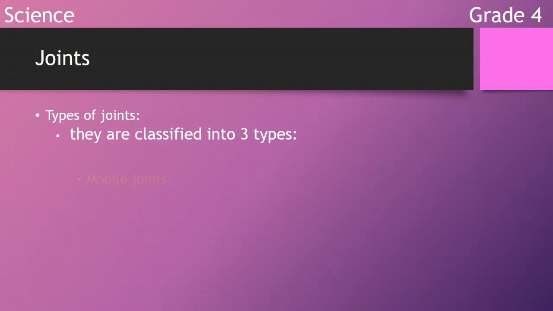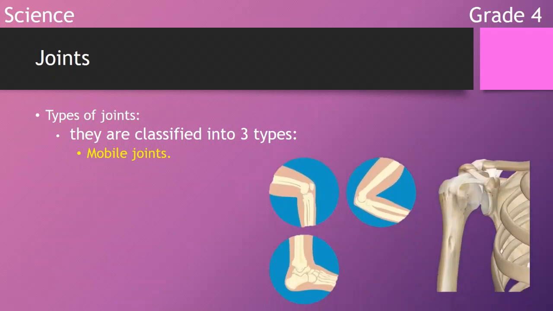The first one is mobile joints. Mobile joints are the joints like the joints of our hand, our leg, our knee, and our shoulder.